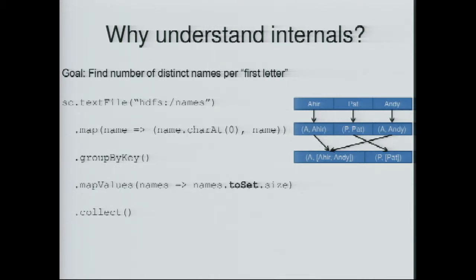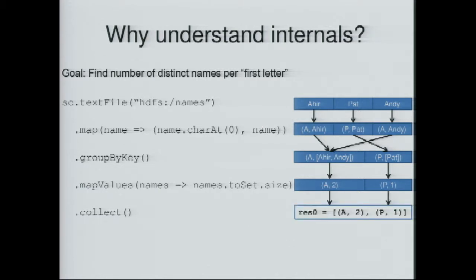And this is important, because I said the distinct names. What this will do is it'll actually build a set in memory for each letter. And if we had duplicates, they would now be removed. But in this case, there were no duplicates, so there's no real difference. And then we take the size of that set. And so now we know that there were two distinct names starting with A and one starting with P. And we just collect that back to the driver. All right, so that's just the example program we're going to work with.